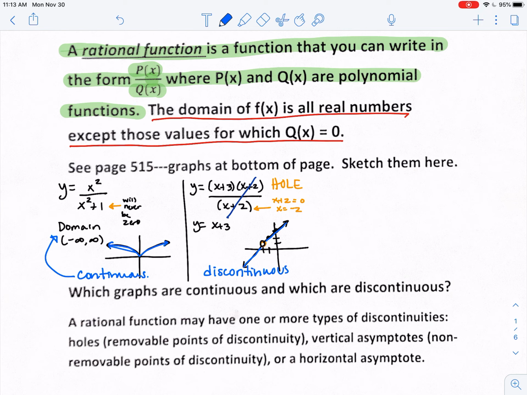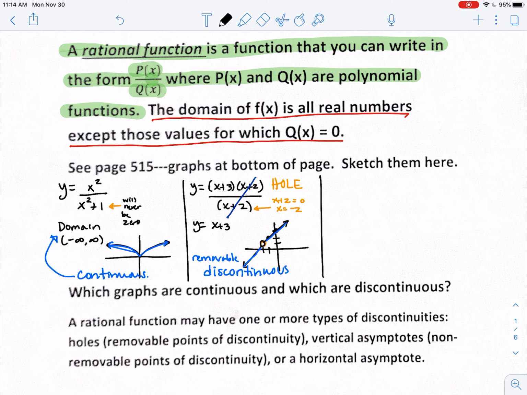Now, this point of discontinuity is removable. It is removable discontinuity. Let me write that down, removable. Removable because I've plucked off one point off the graph, just one point. That is a removable point. I have removed one point off that graph.